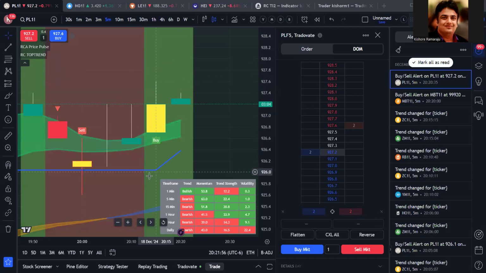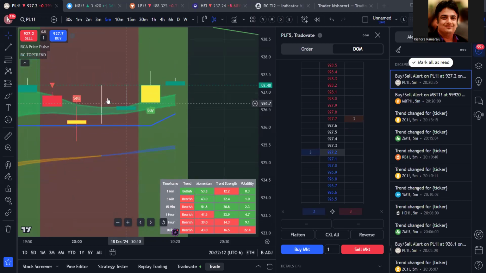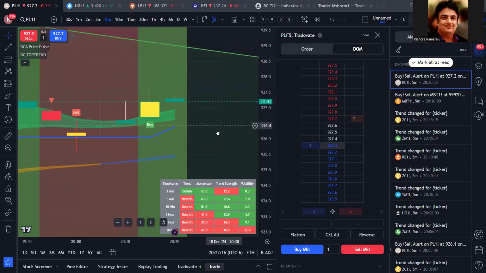You have a green background, your line is blue, your cloud is blue. This cloud is also blue. The trend is bullish on the 1 minute, but on the 5 and 15 the momentum is green while the trend is bearish. So it is like a 50-50. Better you avoid the risk, right?